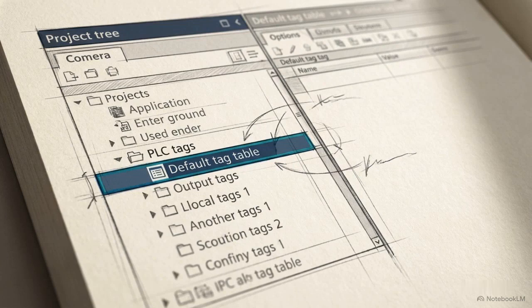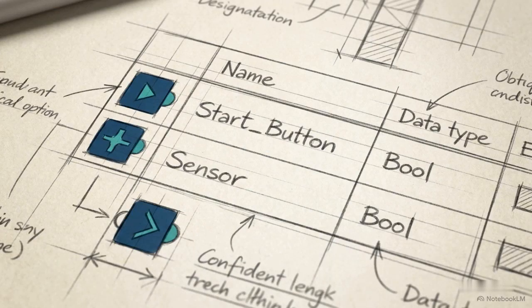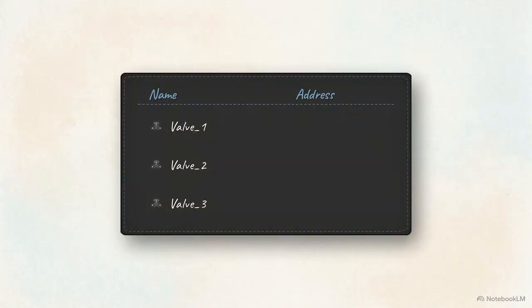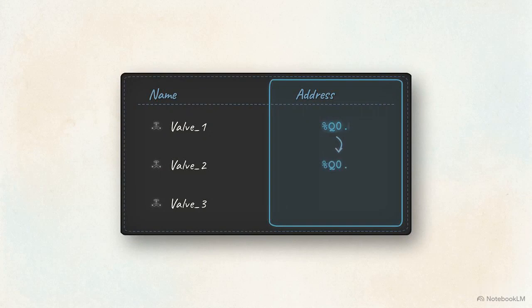In the project tree, navigate to the PLC tags folder and open the default tag table. Add 2 inputs to the table, one for the manual start button and one for the motion sensor. Next, add 3 outputs to represent the hardware: Valve 1, Valve 2, and Valve 3. TIA Portal assigns these addresses sequentially. You'll see Valve 1 start at address Q0.0, with the subsequent valves following in the next available slots.